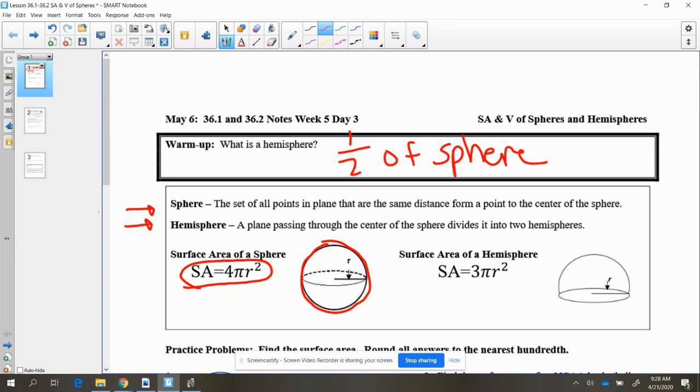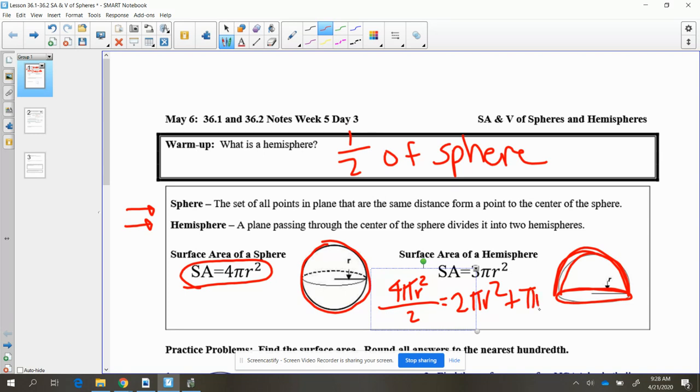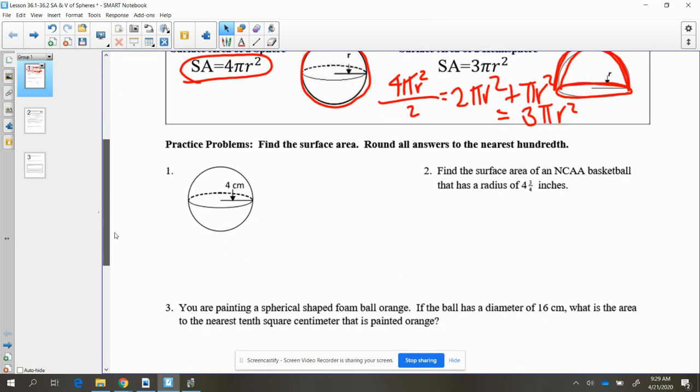Now, you're probably asking yourself, why the heck isn't it 2 pi r squared, half of a sphere? Well, think about if we took the 4 pi r squared and divided it by 2, we would get that 2 pi r squared, but that would only be for the curved surface, the lateral area. To get that total surface area, we need to add in that circular base, which is another pi r squared. So that's where the 3 pi r squared comes from, is the fact that we have that base to account for as well for the total surface area.